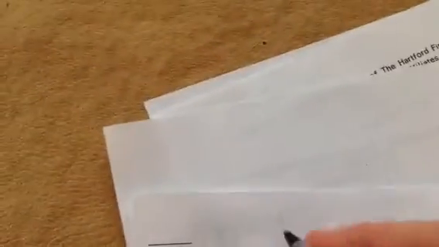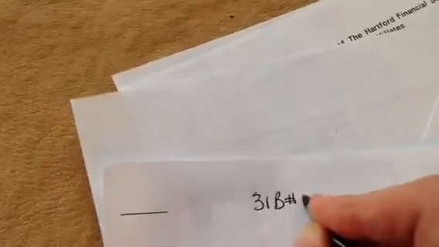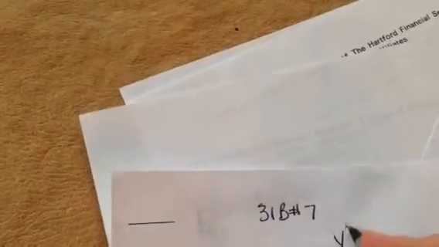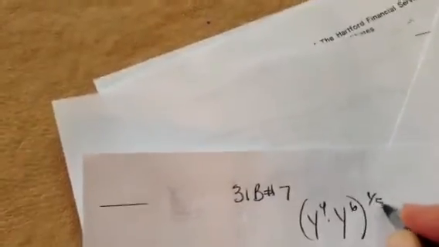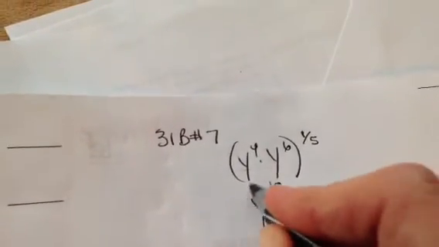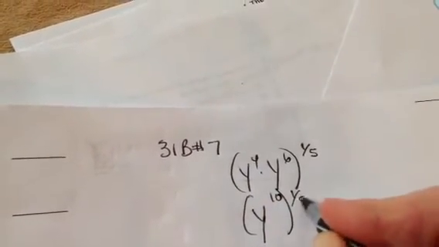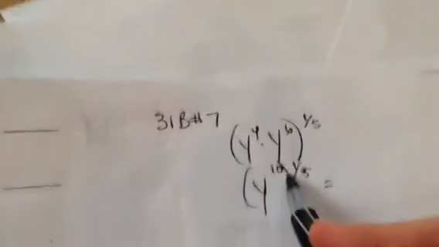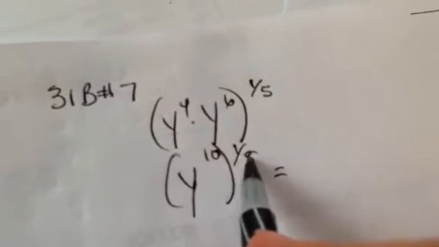Look at number 7. And again, I am still on 31B, number 7, and it looks like this. Okay, remember when you multiply and you have the same base, you can add your exponents. So this would give me y to the 10th, okay? And then when you have these two exponents, notice they're written right beside each other. Basically, it's like an exponent raised to an exponent.